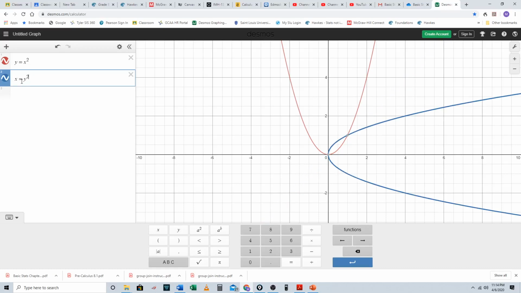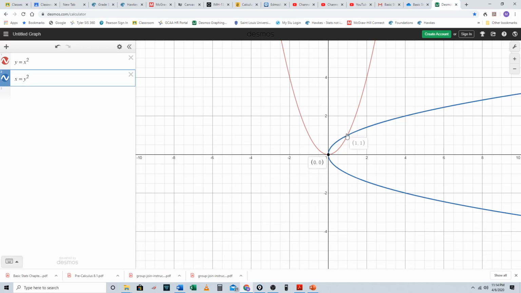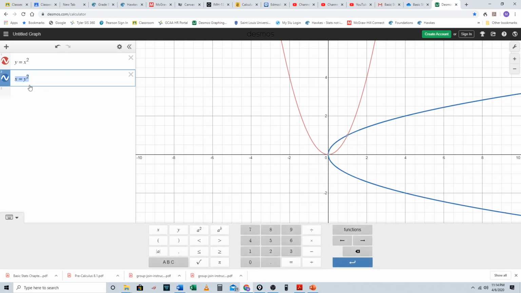But this is going to be difficult to put in terms of integration. All I want is the top half, this part that's in blue. If you solve for y, you would get y is equal to plus or minus square root of x. Now, being that I'm not worrying about the negative part, I'm just going to say y is equal to positive square root of x. So I'm going to put that in here instead.